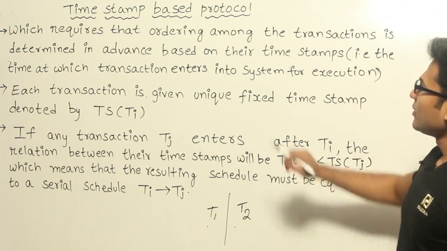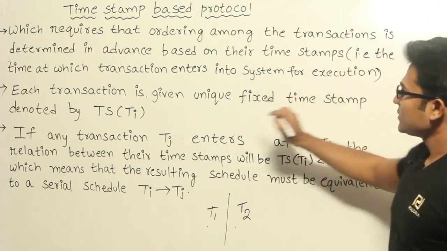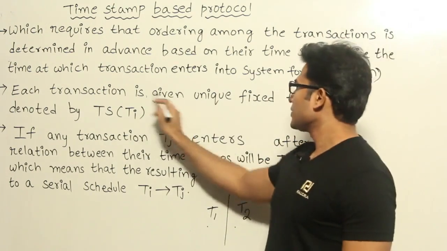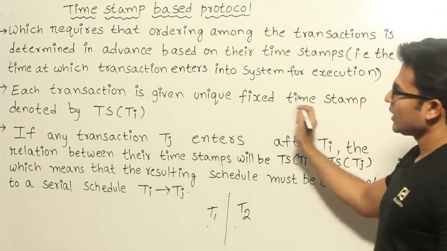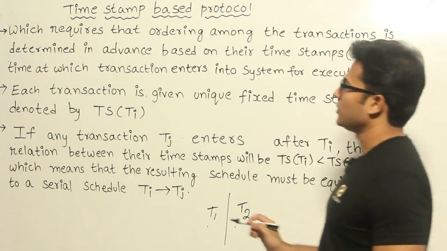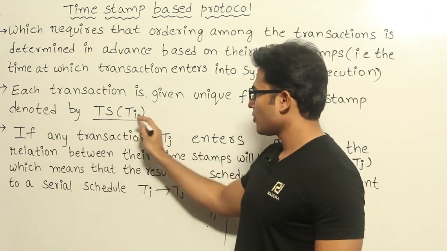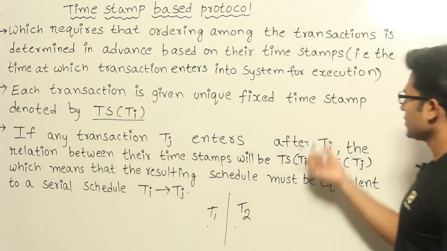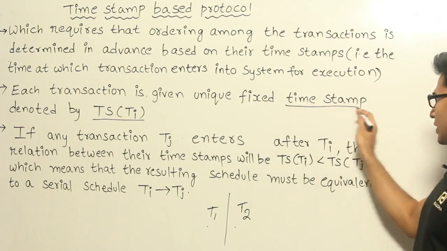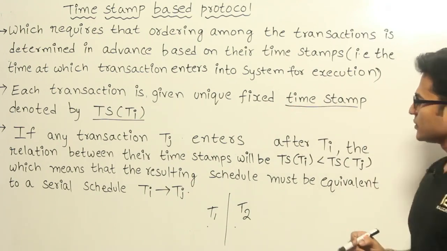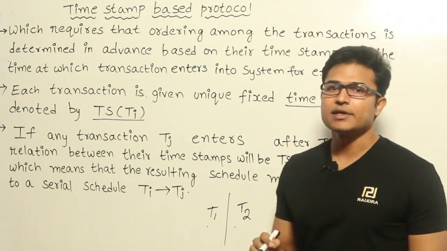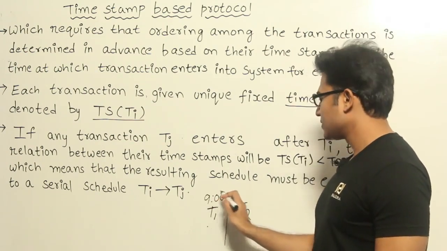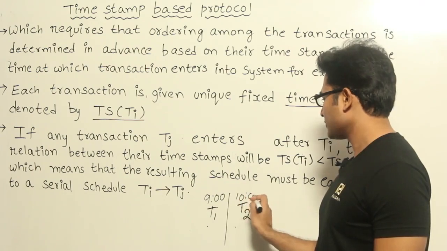Okay, so on the timestamp, that is the time at which a transaction enters into the system for execution, each transaction is given a unique fixed timestamp denoted by TS of Ti. So TS means timestamp of transaction Ti. This means you are going to give a timestamp that has to be unique and fixed. Now what is the difference between time and timestamp? Let us say this transaction has entered our system at 9 AM, and this transaction has entered our system at 10 AM.